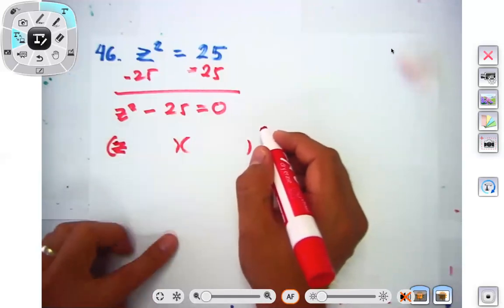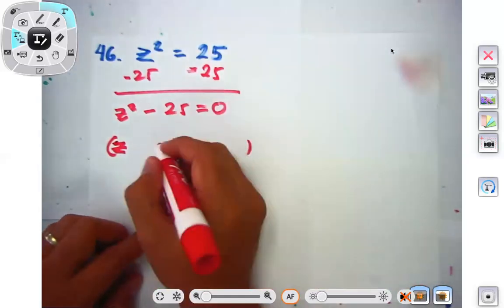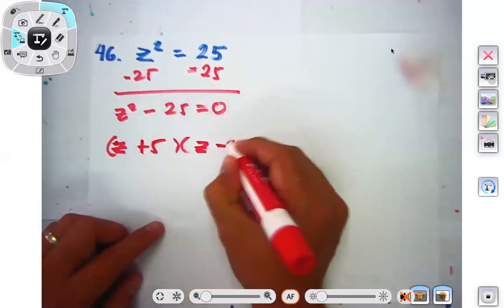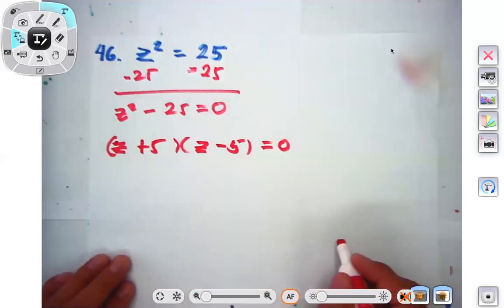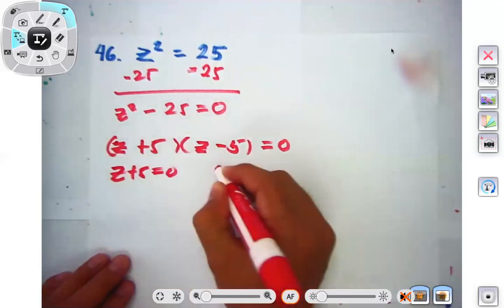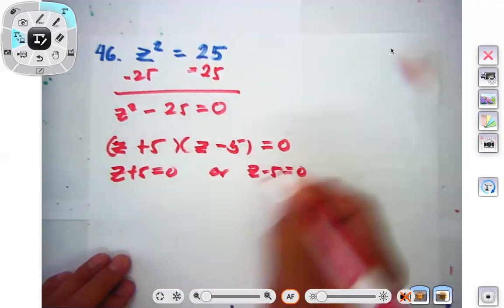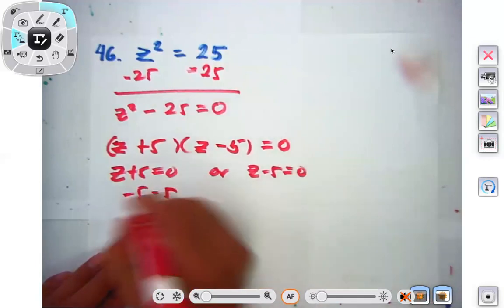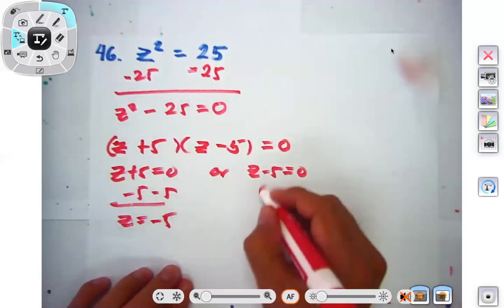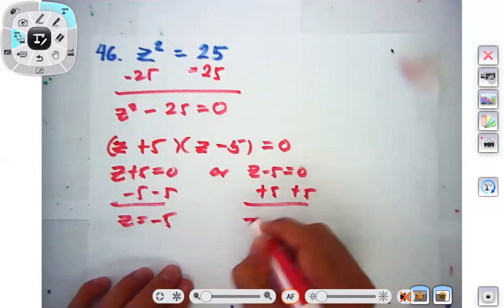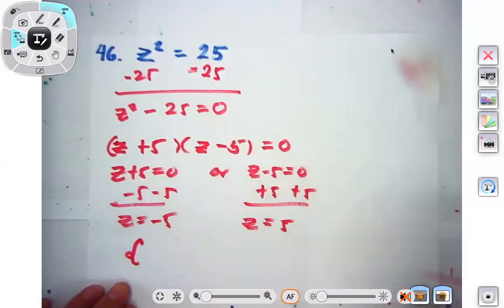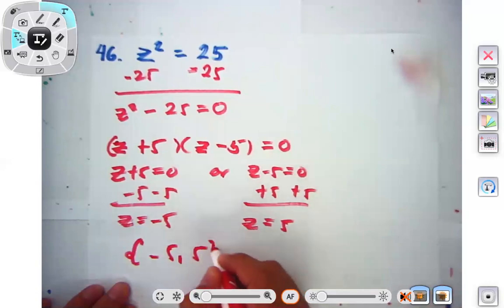Square root of 25. They're perfect squares. 5. So we have z plus 5. The other one is z minus 5 equals 0. And then we solve this. We have z plus 5 equals 0, z minus 5 equals 0. Minus 5, your z is equal to negative 5. How about here? Plus 5, plus 5. What's your z? It's going to be 5. So your solution set would be the set negative 5, 5.